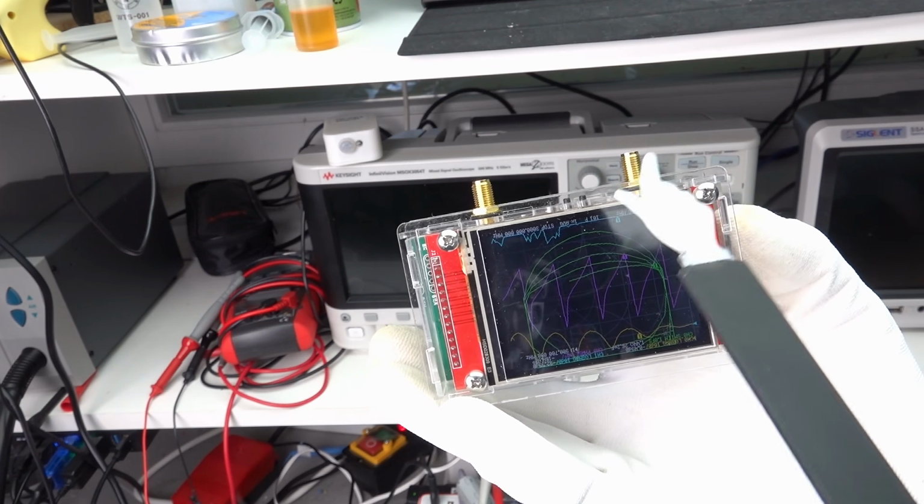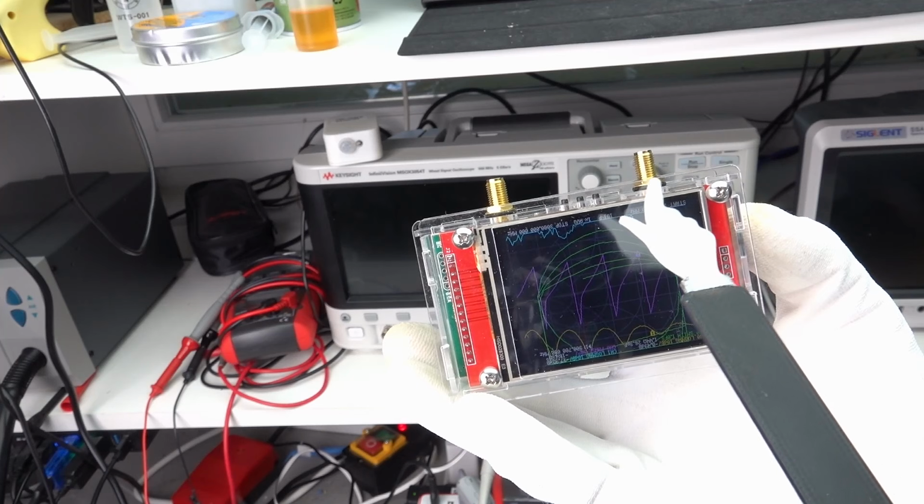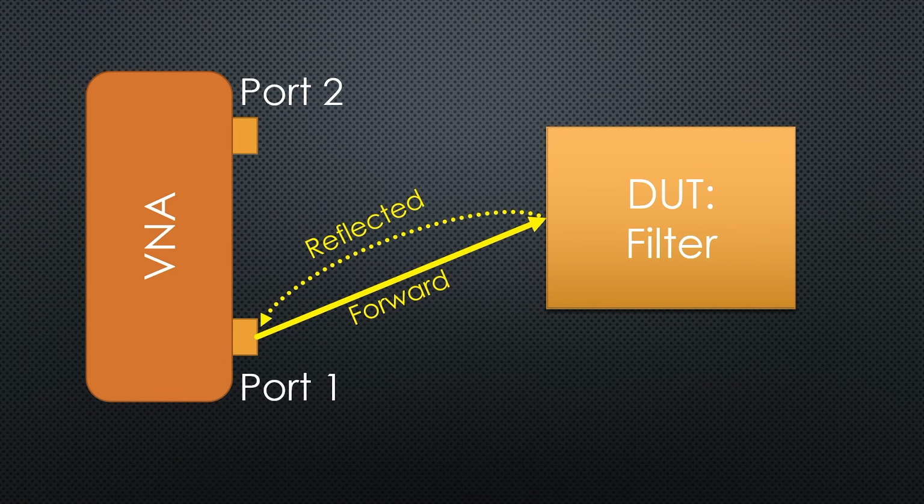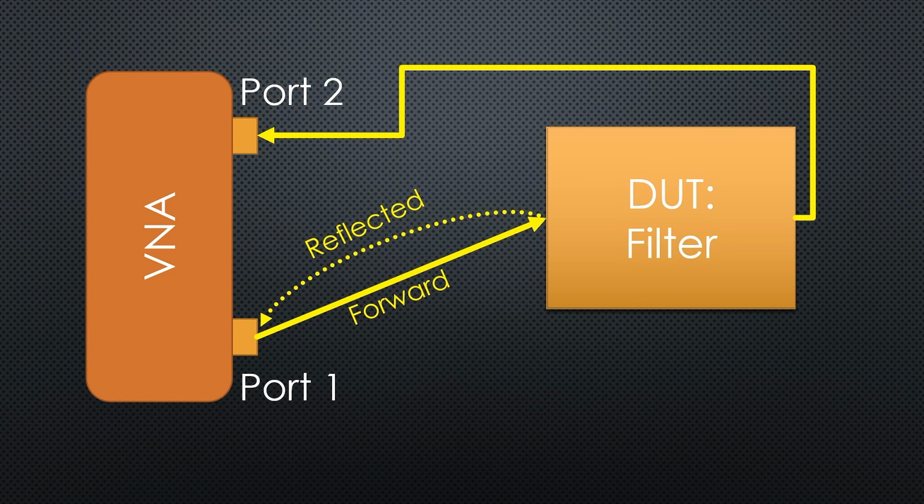The second port is a receiving-only port. For filters, we are not only interested in the reflected power on port 1, we are more interested in the curve between the input and the output of the filter. And this is why we need this receiving port. The rest is the same.